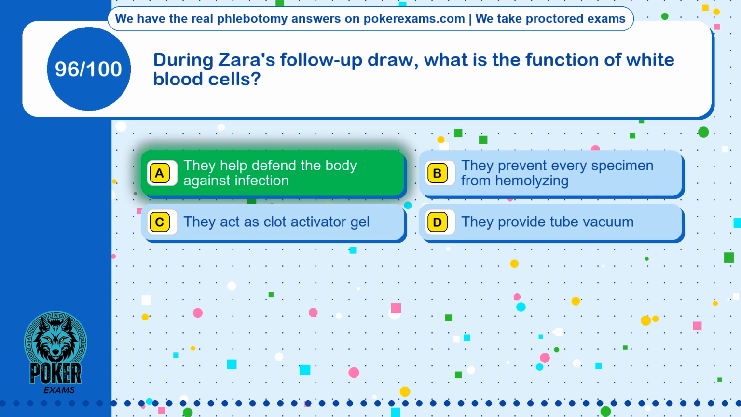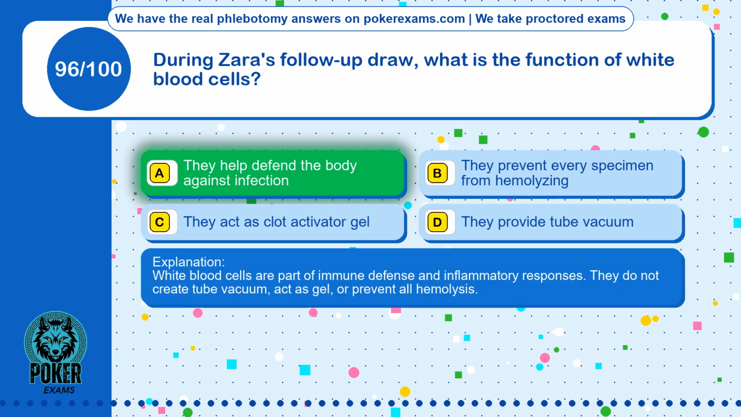The correct answer is option A. They help defend the body against infection. White blood cells are part of immune defense and inflammatory responses. They do not create tube vacuum, act as gel, or prevent all hemolysis.